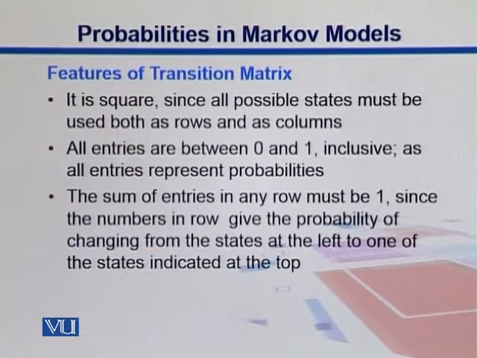So let's look into some features of the transition matrix. We know that transition probability is moving from one state to another. For example, in our experiment, if we are looking into transition of different nucleotides within a sequence from one position to another, in this way we can have some transition probability. It's a square matrix, and all possible states must be used both as rows and columns, and all entries are between 0 and 1 inclusive, since they represent probability. So no negative numbers and no numbers greater than 1. And the sum of entries in any row must be equal to 1, since the numbers in a row give the probability of changing from the state at the left to one of the states indicated at the top.